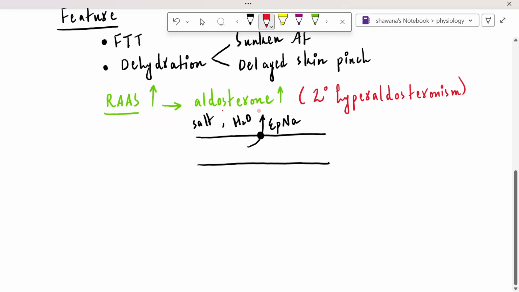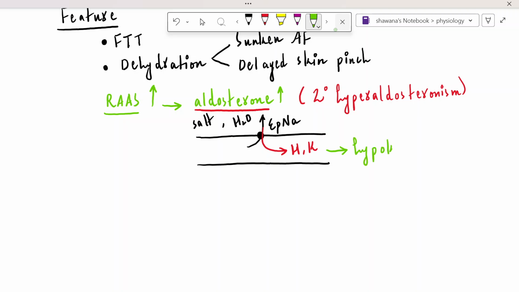The next thing is hypokalemia. The effect of aldosterone is the retention of salt and water, but there is a price we have to pay, that is the loss of potassium and hydrogen. It means that even though the aldosterone is functioning in our favor, we have to waste the potassium and the hydrogen. It means that the patient is going to develop hypokalemic metabolic alkalosis. The hypokalemia component can be explained due to the loss of potassium, and the alkalosis component can be explained due to the loss of hydrogen ions.